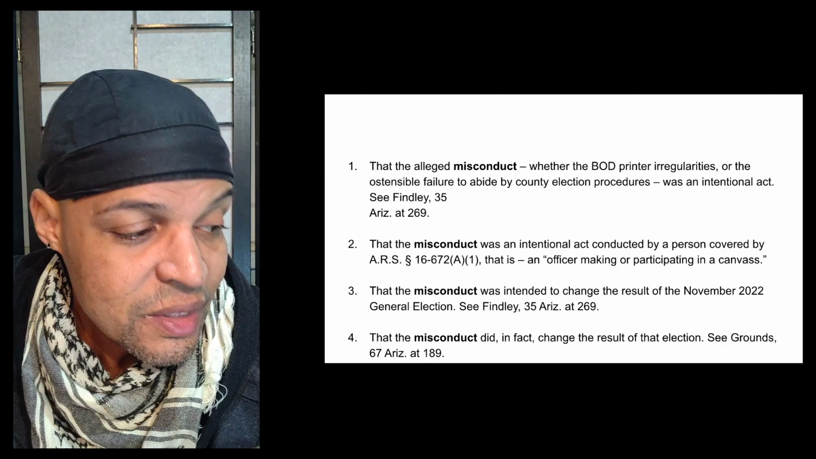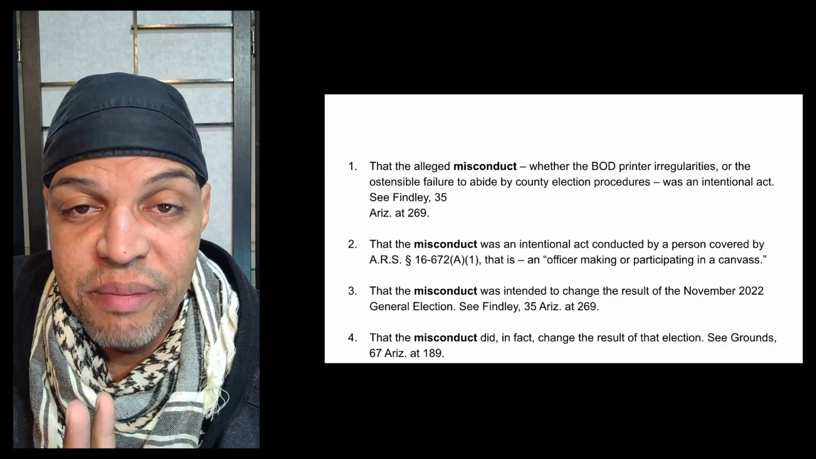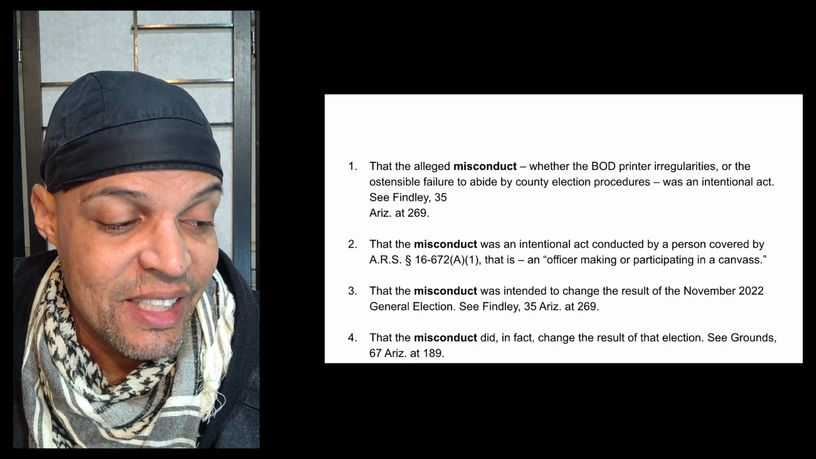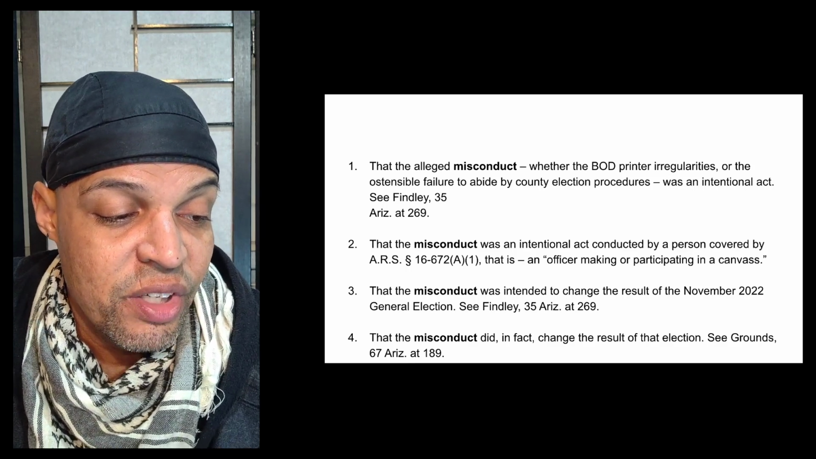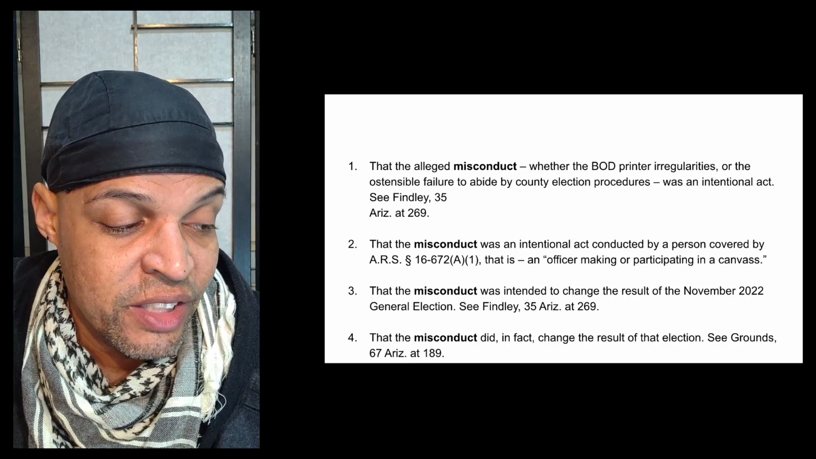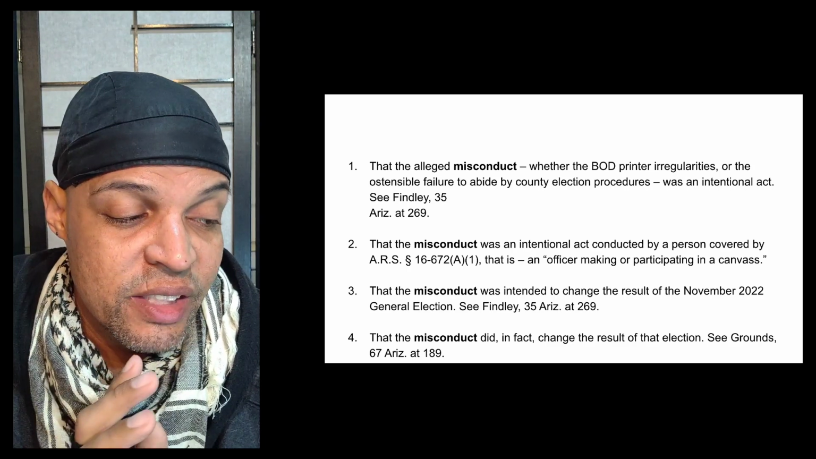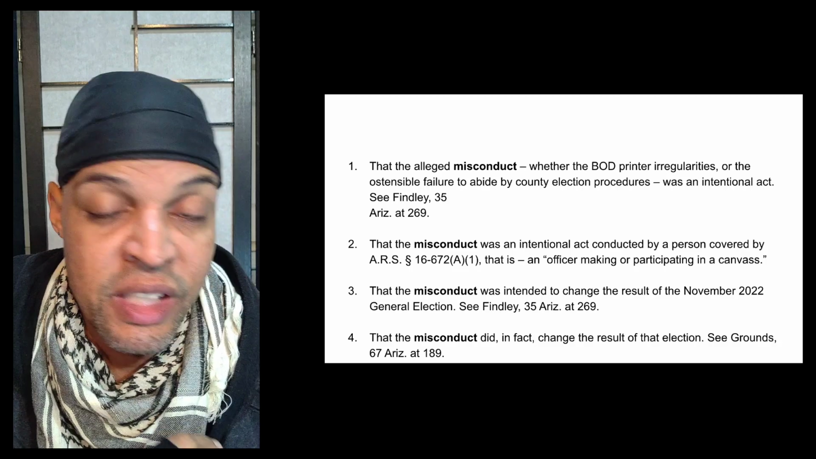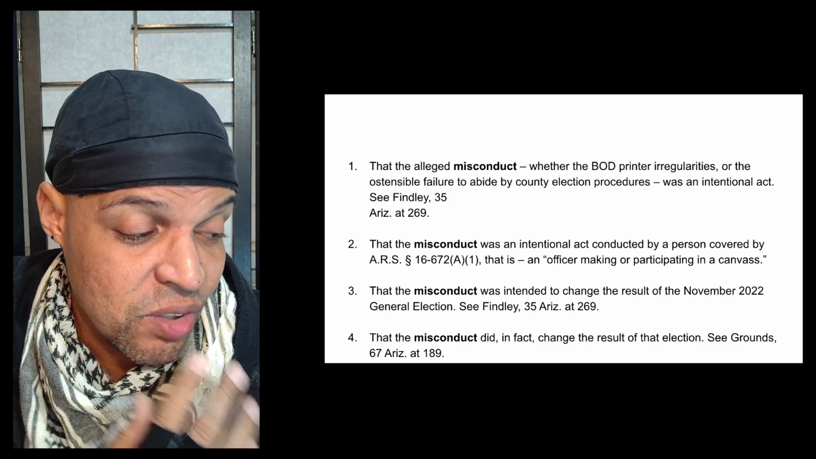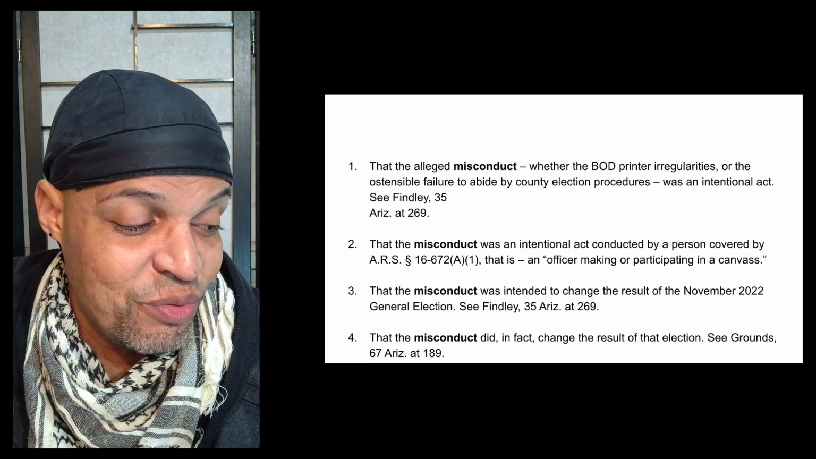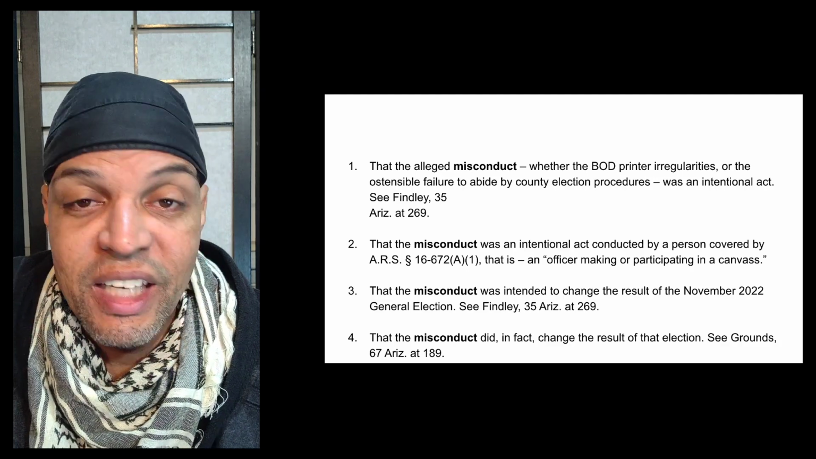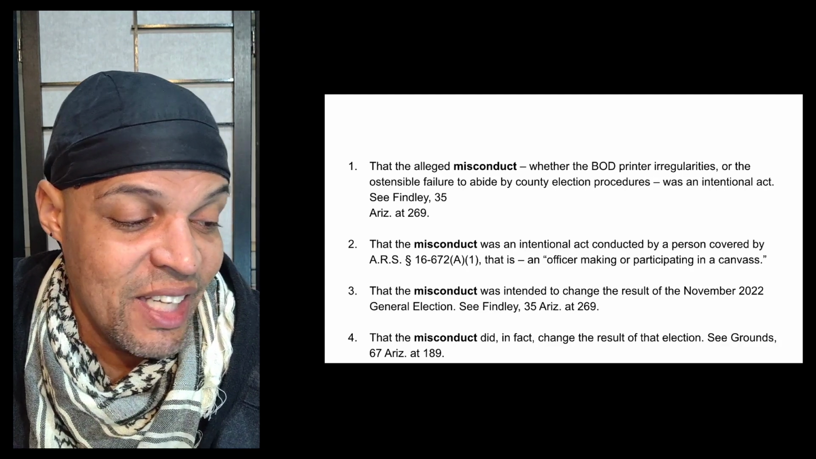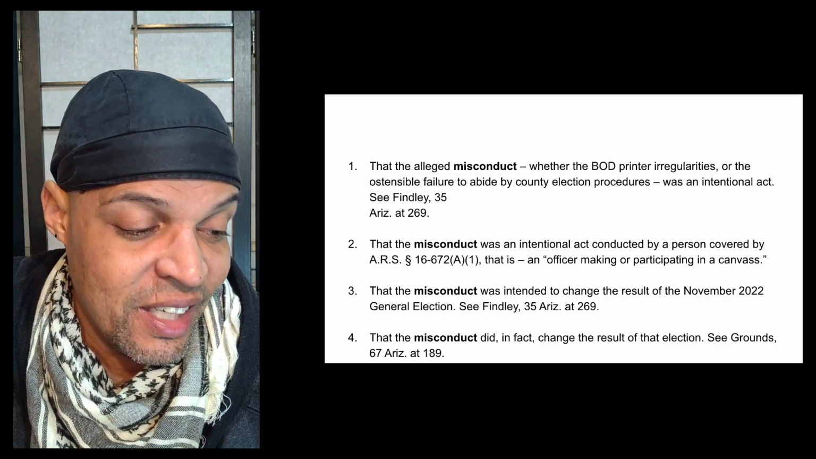3, that the misconduct, pause, maladministration, that the maladministration was intended to change the result of the November 2022 general election. So it's like every time you focus on the wrong word, you're going to get tricked and someone's going to lead you wrong, man. So let's keep it going. 4, that the misconduct did, pause, maladministration, that the maladministration did, in fact, change the result of that election.